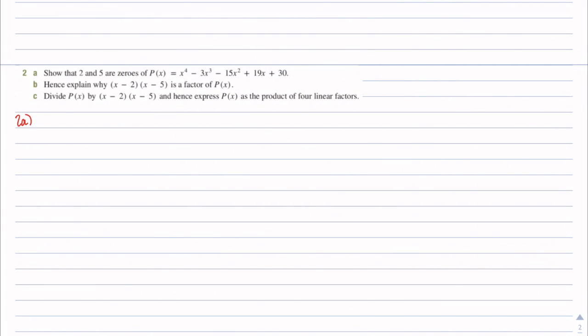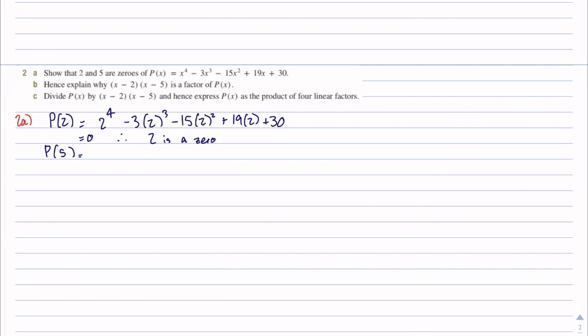So they've asked to show that 2 is, so p of 2 equals 2 to the 4 take 3 times 2 cubed take 15 times 2 squared plus 19 times 2 plus 30. Chuck that in your calculator. Actually, I'm going to do it really quickly just to double check that it is a 0. 2 to the 4, take 3 times 2 cubed, take 15 times 2 squared, plus 19 times 2 plus 30 equals, yes, it comes out as 0. 2 is a 0.